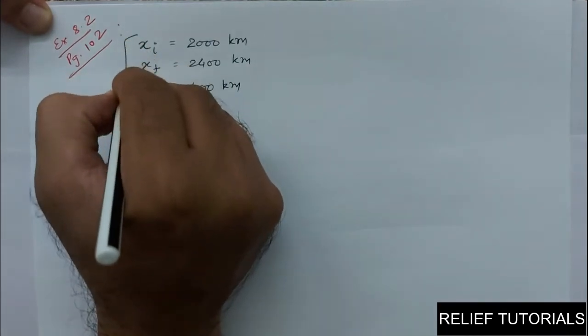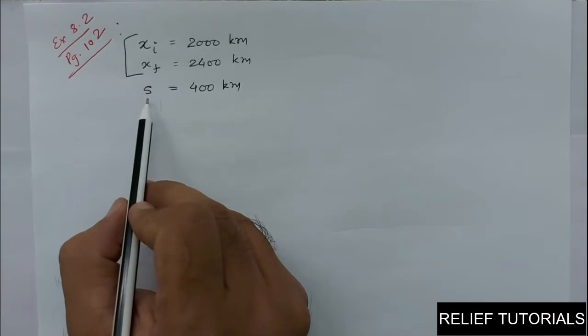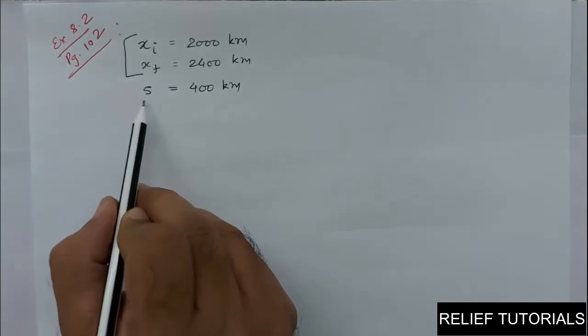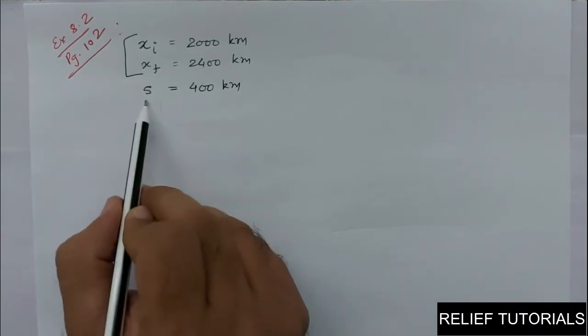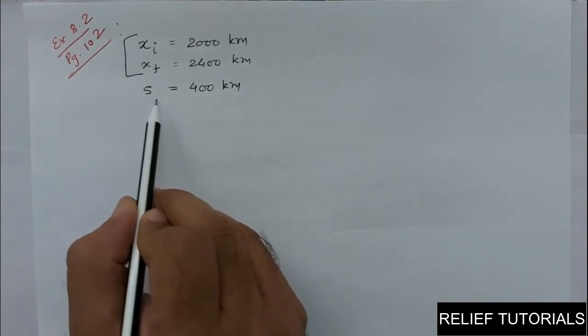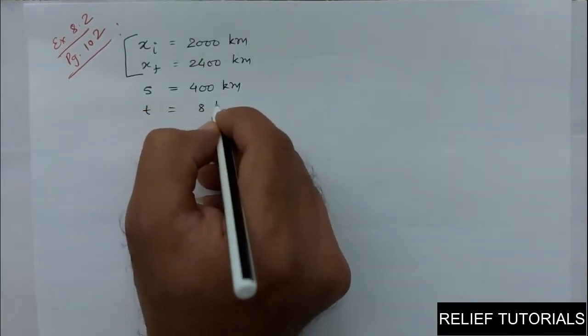It is not always necessary that you write such type of data. If you get the distance of 400 kilometer from the question only, then you can directly write like this, that S is equal to 400 kilometer and it took 8 hours to complete the journey.